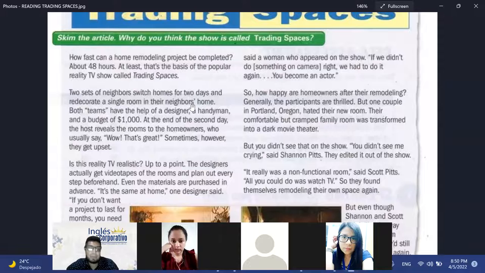So, here I go. How fast can a home remodeling project be completed? About 48 hours. At least that's the basis of a popular reality TV show called Trading Spaces. Two sets of neighbors switch homes for 2 days and redecorate a single room of their neighbor's home. Both teams have the help of a designer, a handyman, and a budget of $1,000.